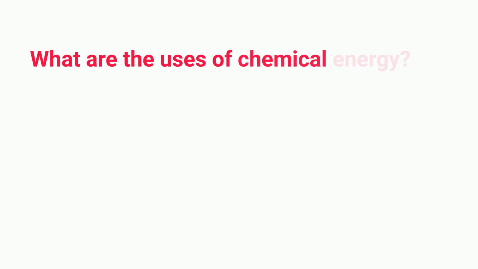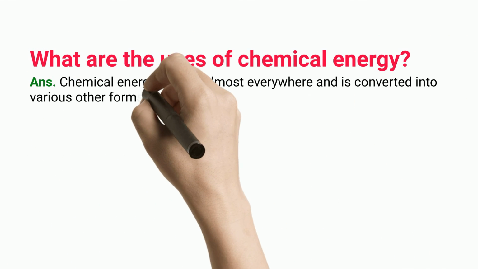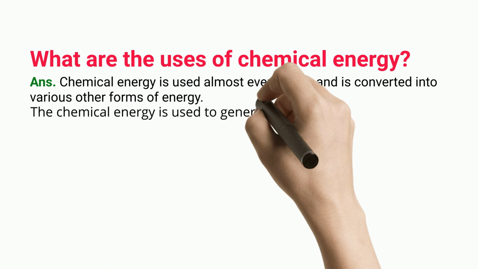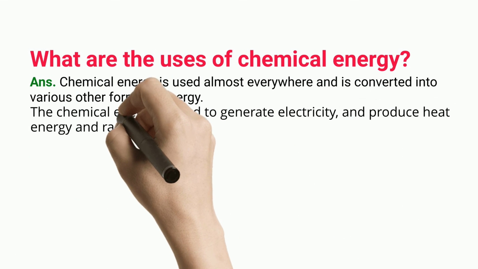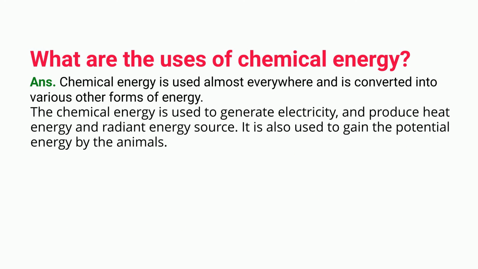What are the uses of chemical energy? Chemical energy is used almost everywhere and is converted into various other forms of energy. The chemical energy is used to generate electricity and produce heat energy and radiant energy source. It is also used to gain the potential energy by the animals.